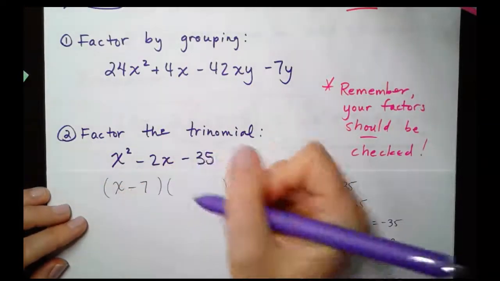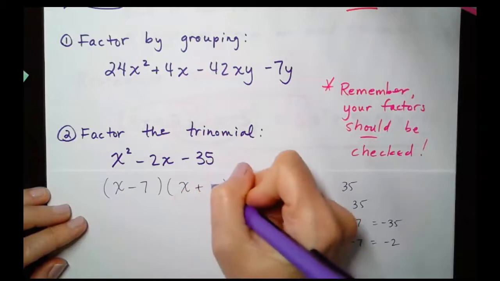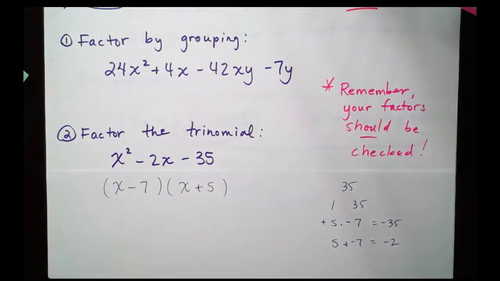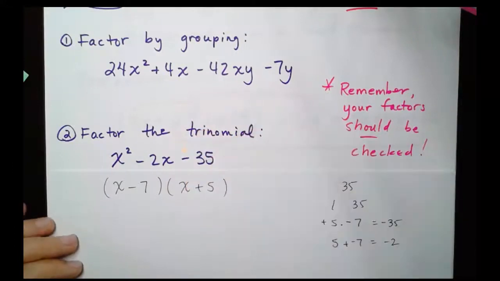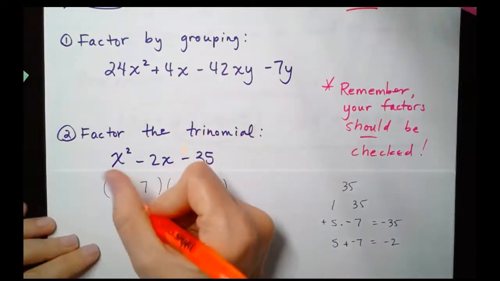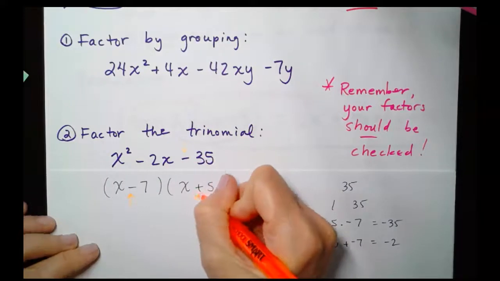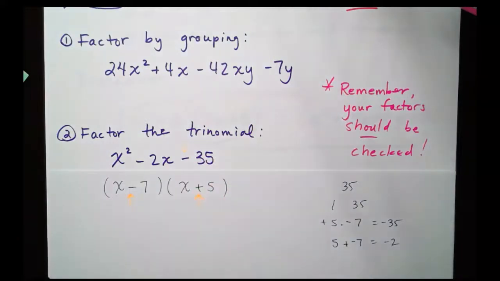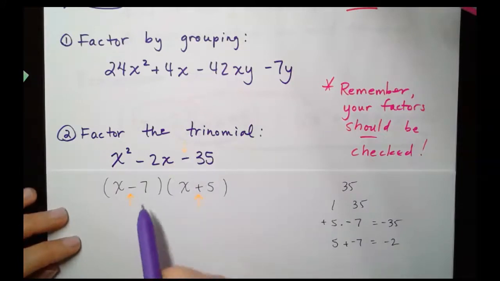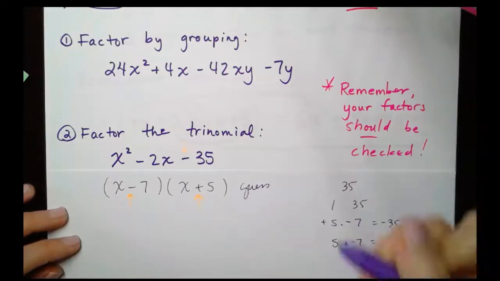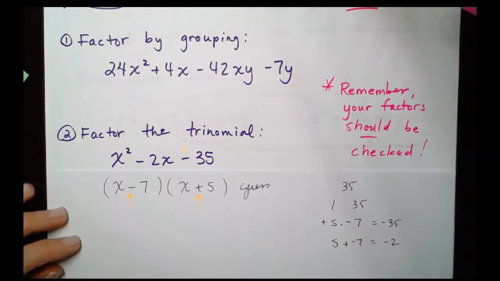X minus 7, x plus 5. Another thing to note here, because that is a negative 35, we are going to have alternating signs in our factors. That is always, always true. Whenever that last term is negative, the signs are going to alternate in the factors. So remember, this is our guess. Our guess is followed by the check.